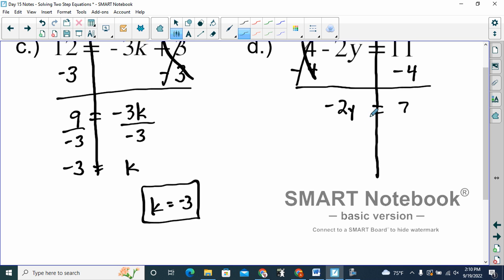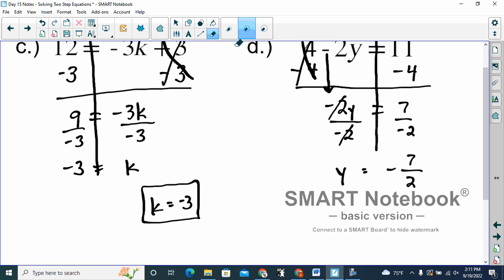Like this problem over here, this is multiplication, which I can undo by dividing. Negative 2 divided by negative 2 cancels. Also, make sure you bring down your negative sign. I see a lot of students forget to bring that minus sign down there. So we are dividing both sides by negative 2. And I get y equals positive divided by negative is negative. 7 divided by 2, it doesn't come out even. We can't simplify it. There's nothing I can divide 7 and 2 both by other than 1. So I just leave it as negative 7 over 2. Y equals negative 7 over 2 is correct.